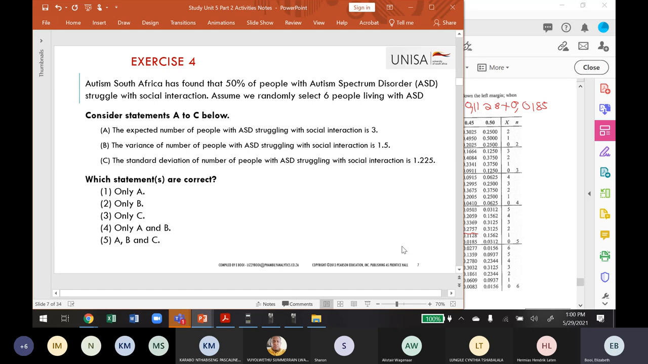Autism South Africa has found that 50% of the people with autism, ASD, struggle with social interaction. Assume we randomly select 6 people living with ASD. That is our probability of success and our n. Consider the statements A to C. A, the expected number of people with ASD struggling with social interaction is 3. B, the variance of the number of people with ASD struggling with social interaction is 1.5. C, the standard deviation of the number of ASD struggling with social interaction is 1.25. Which statement or statements are correct from the above?